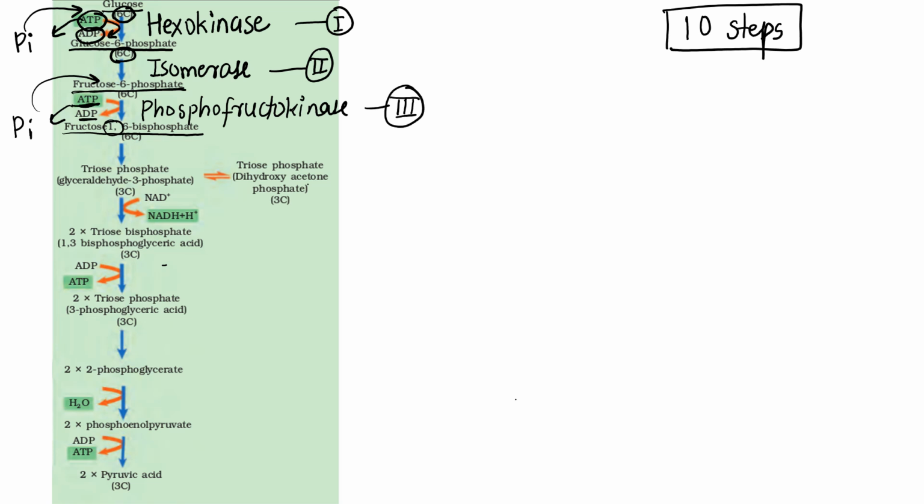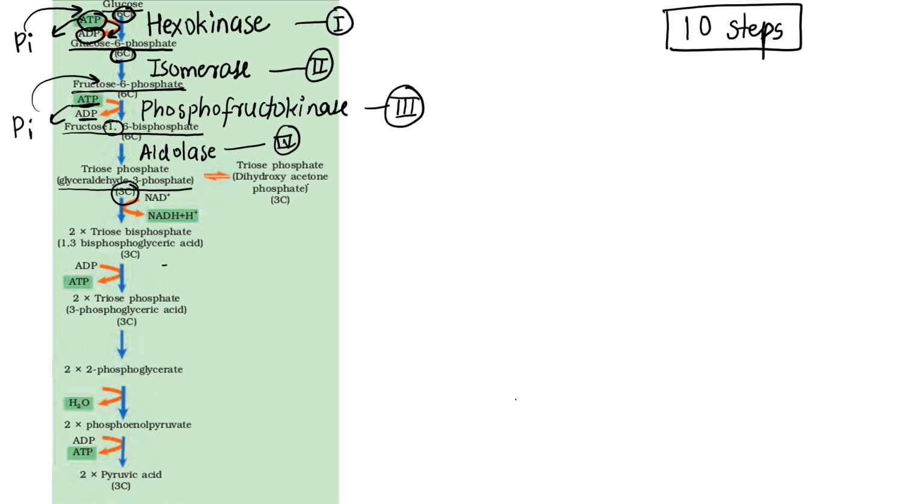In the fourth step, fructose 1,6 bisphosphate gets converted to glyceraldehyde 3-phosphate. Now this is a 3 carbon compound. Now all compounds after this are 3 carbon compounds. Here the enzyme present is aldolase. This is the fourth step.